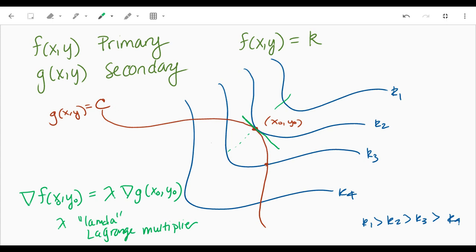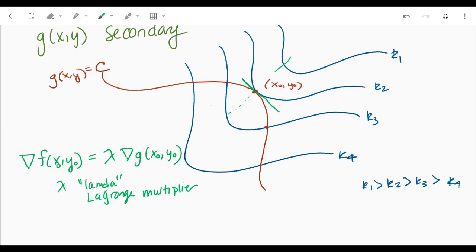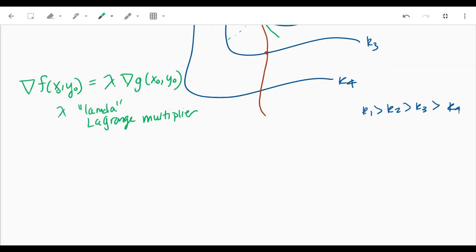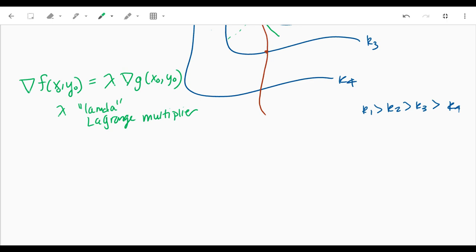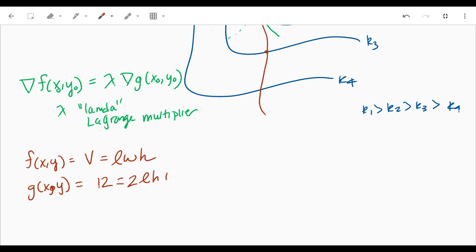Okay. And so, back to our warm-up, or our opening problem that we had there, where f of x y was your volume, okay, and g of x y was your constraint, which was that 12 equals 2LH plus 2WH plus LW.